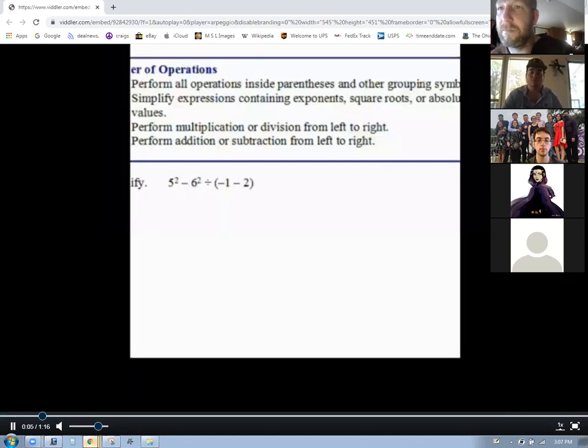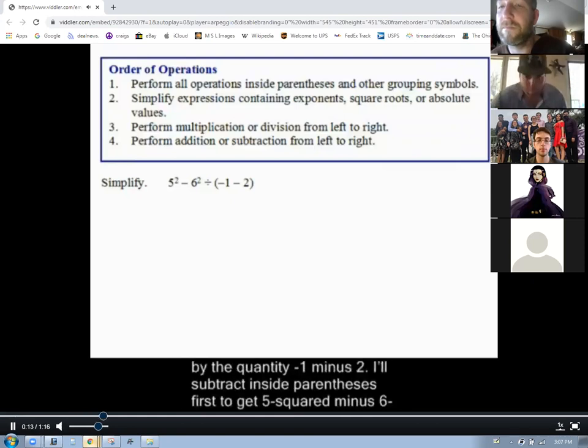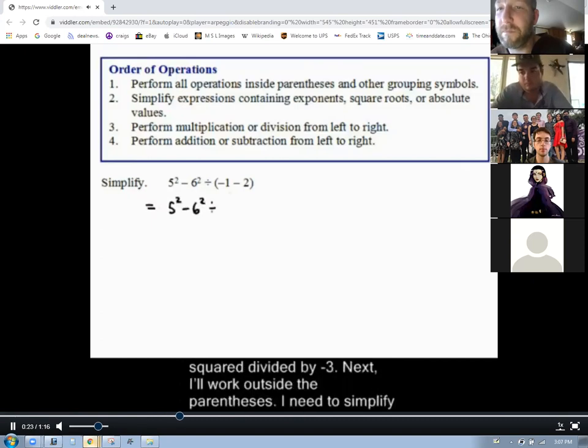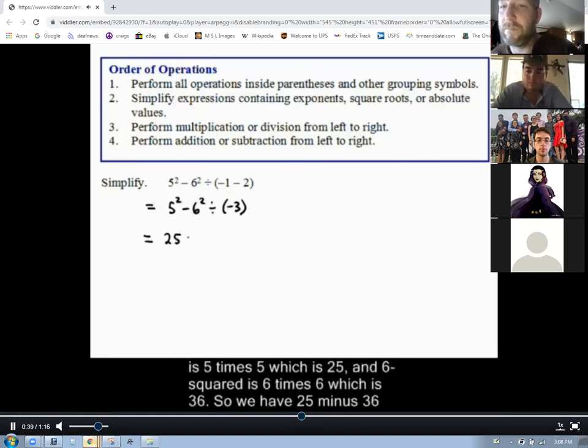In this example, we need to simplify the expression 5 squared minus 6 squared divided by the quantity -1 minus 2. I'll subtract inside parentheses first to get 5 squared minus 6 squared divided by -3. Next, I'll work outside the parentheses. I need to simplify the terms with the exponents before subtracting or dividing. Working from left to right, 5 squared is 5 times 5, which is 25.